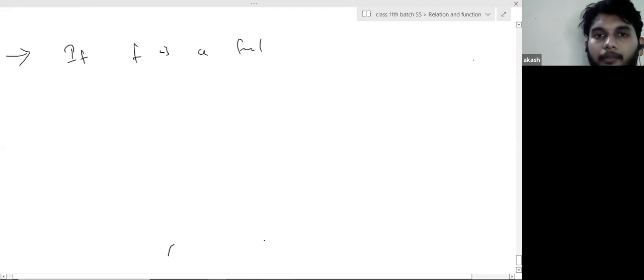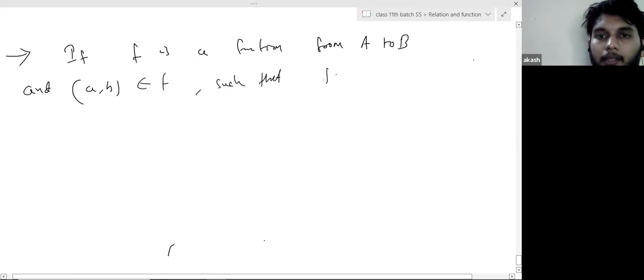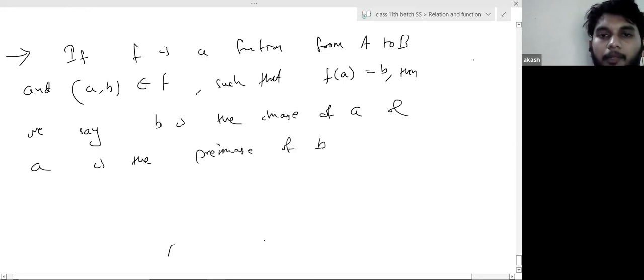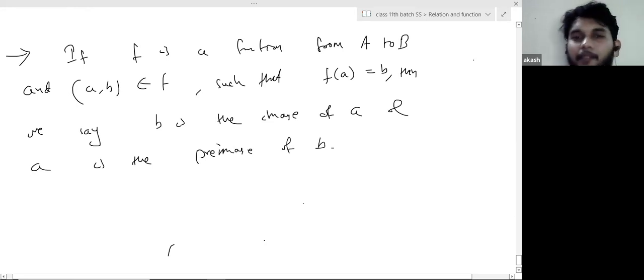All right. So if f is a function from A to B, and (a, b) belongs to f such that f(a) = b, then we say b is the image of a and a is the pre-image of b. All right, this is the basic definition.